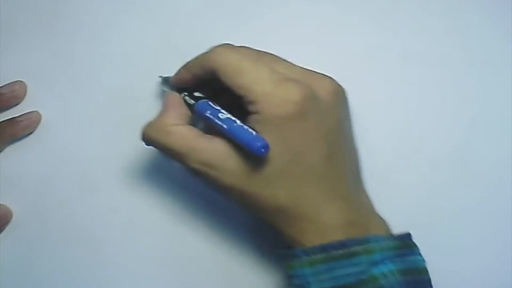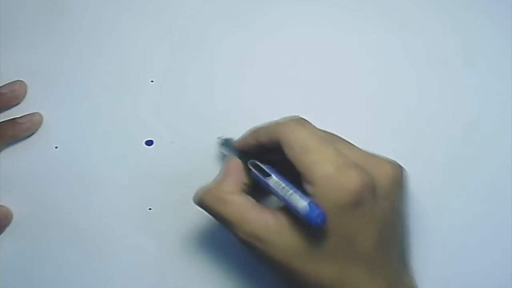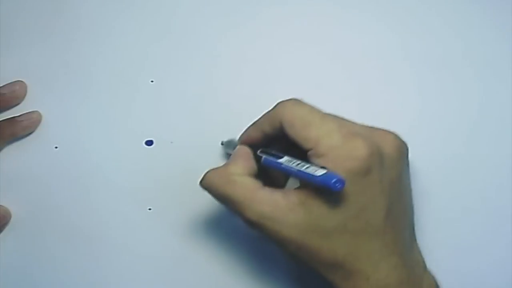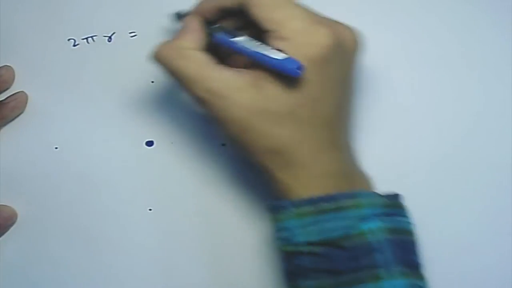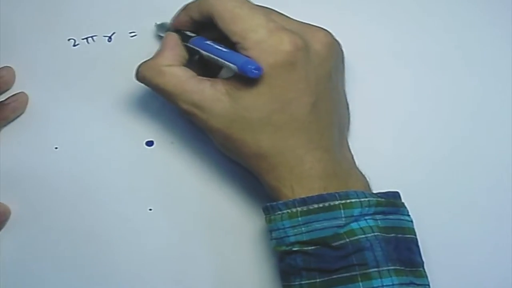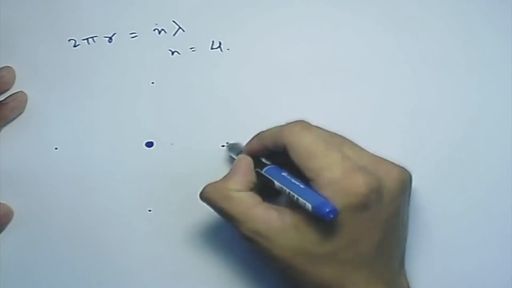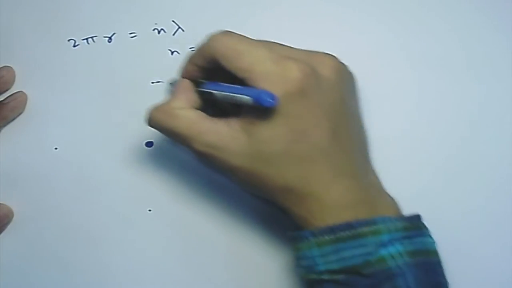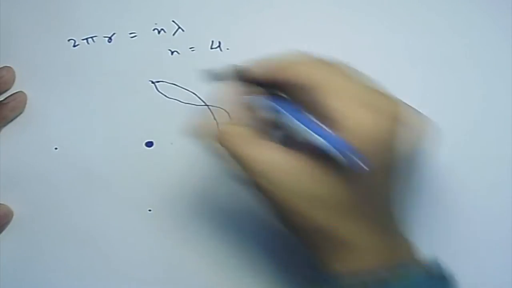Starting from here. If we say one wavelength amount of length is covered in this much, let's say 2 pi r is equal to 4 times the wavelength, n being 4. Then this much circumference covers one wavelength, so like this.